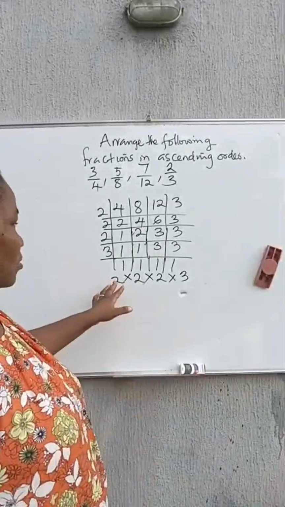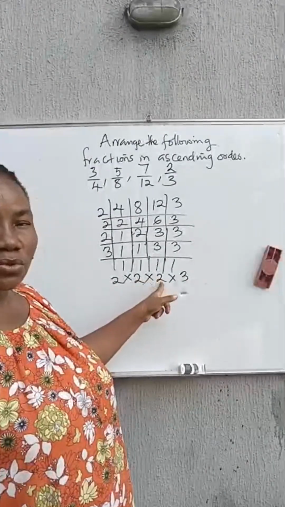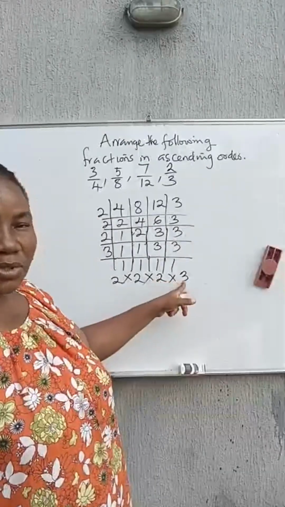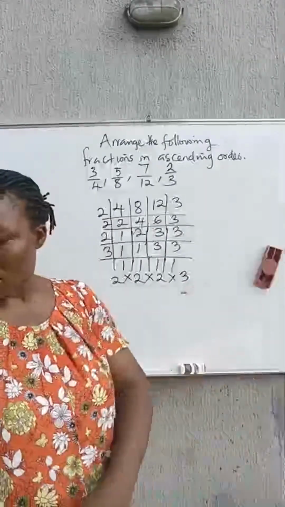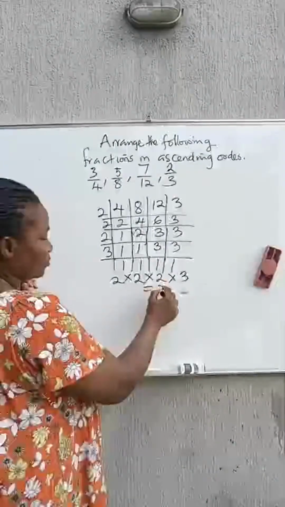All right. So 2 times 2 is 4. 4 times 2 is 8. 8 times 3 is 24.